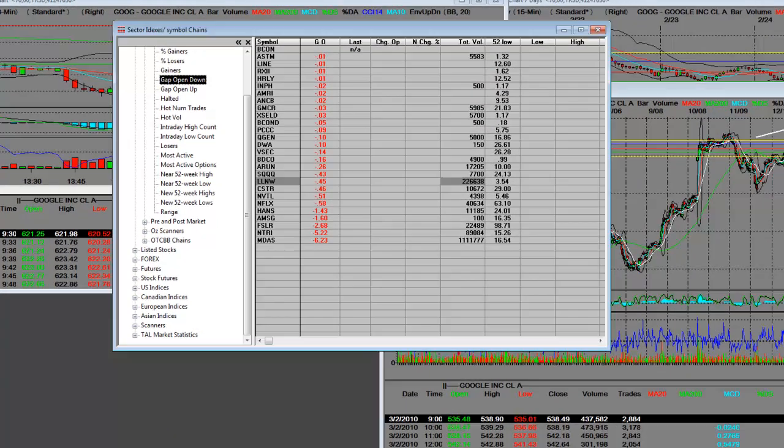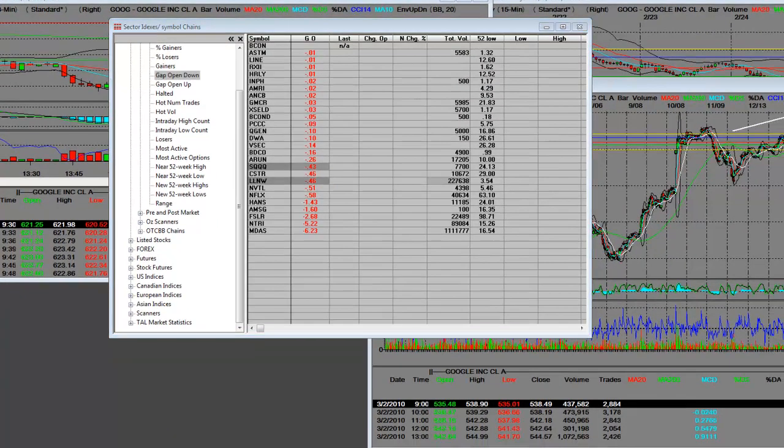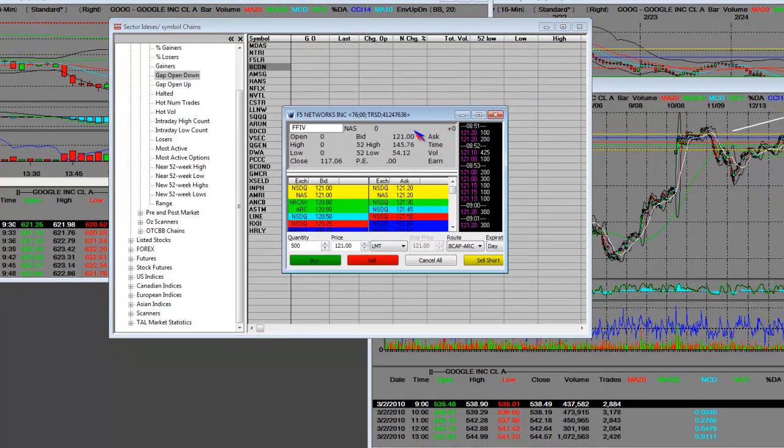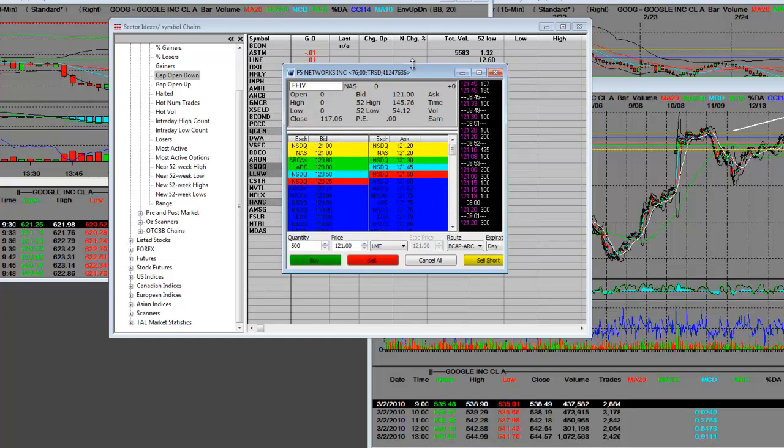FFIV, starting up with a big gap today. Another heavily shorted name on an intraday basis. I'm talking about the intraday tape that short interest builds and they cover. We get gaps. 117 is a close. There's a $4 gap on FFIV.